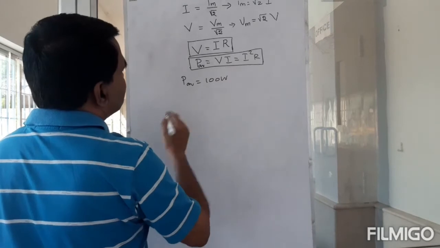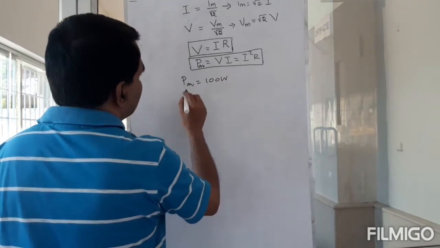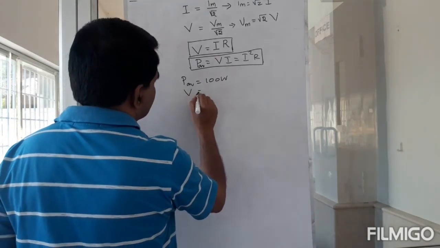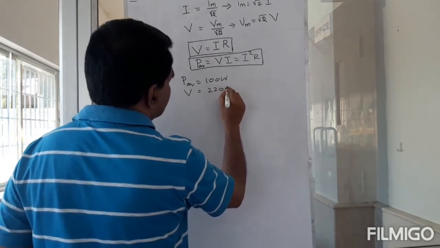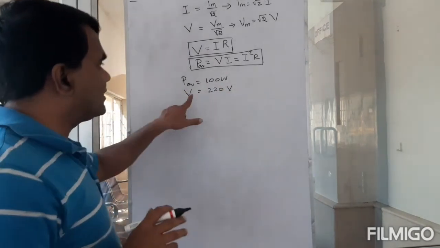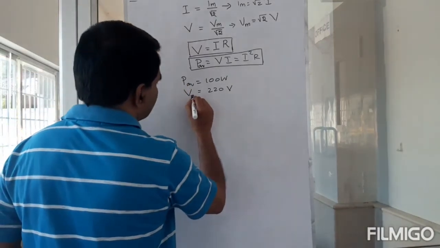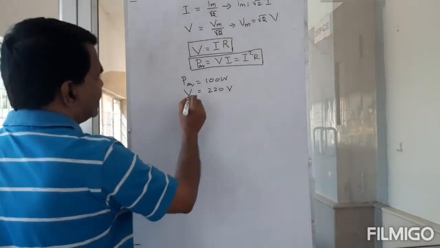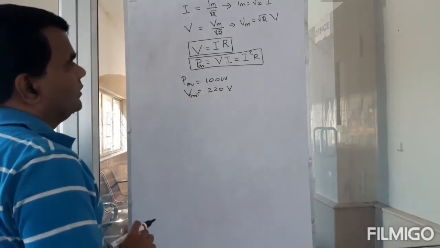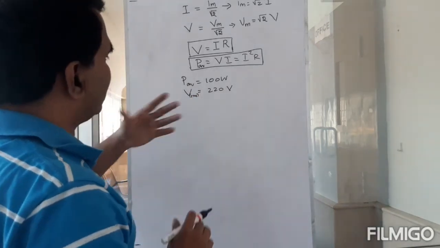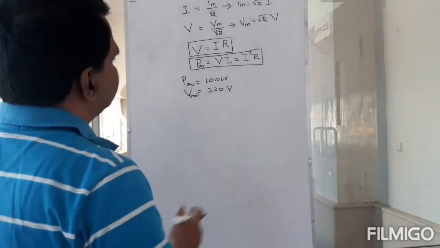And voltage is given to be 220 volts. This is always RMS voltage. RMS voltage and average power. It's always RMS. Keep that in mind. Just putting it in brackets. Okay. They wanted to find the resistance of the bulb.